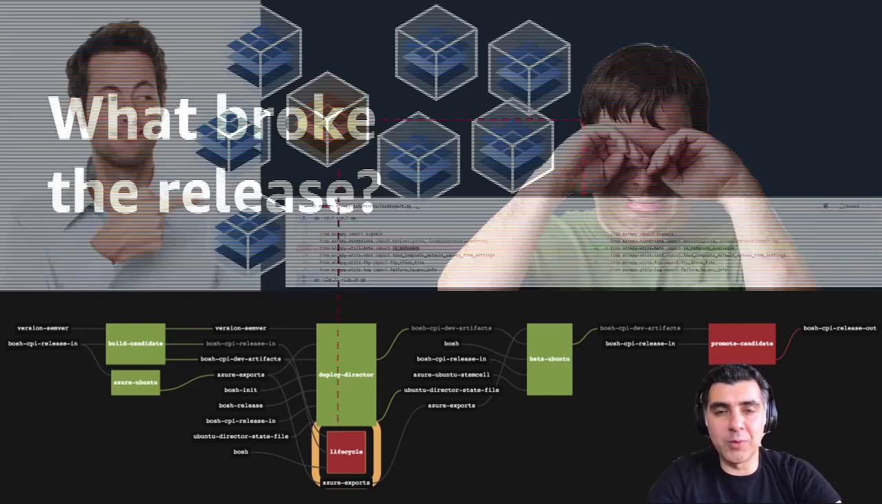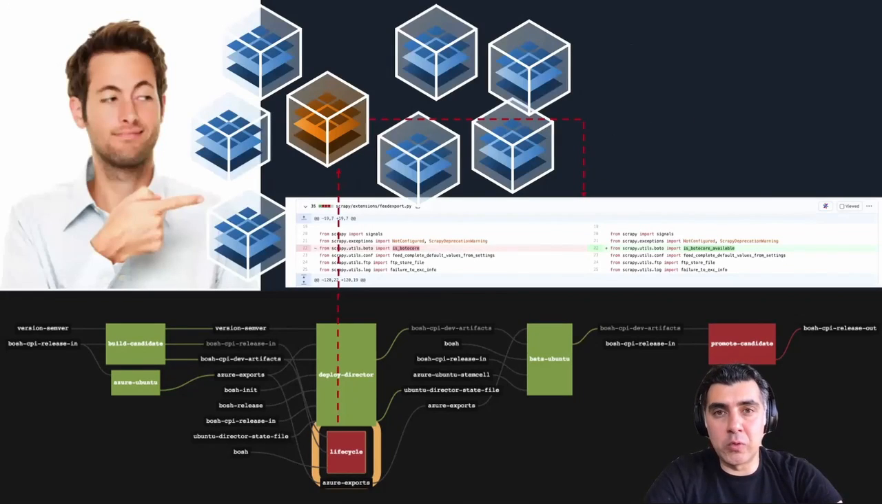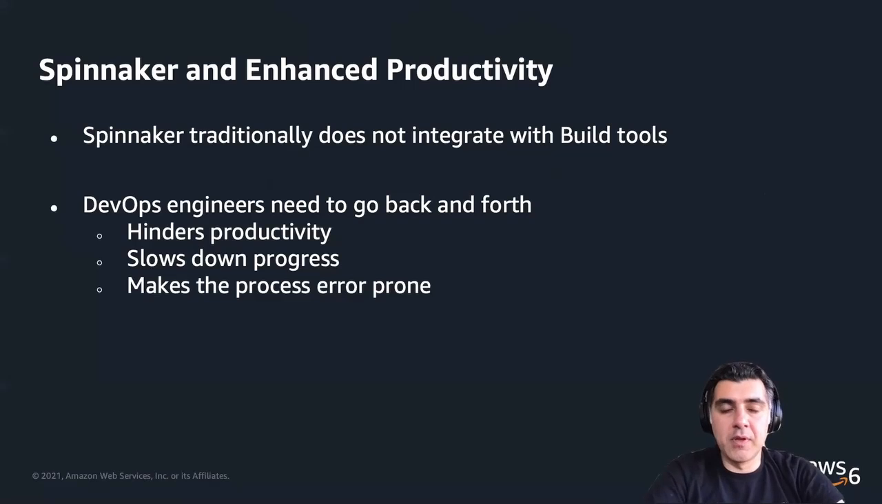In an ideal world, what we want is your system to be designed in such a way that you can quickly identify the component at fault, and then you can trace the failure back to the changes that were made to the code, and then fix those changes and reinitiate a new rollout of your software system, right? Pretty easy. So Spinnaker traditionally did not integrate with build tools, right?